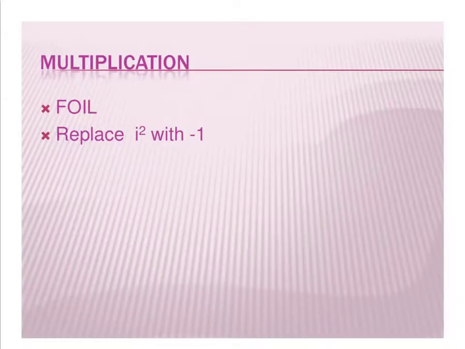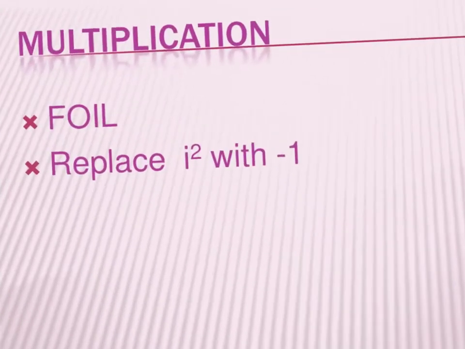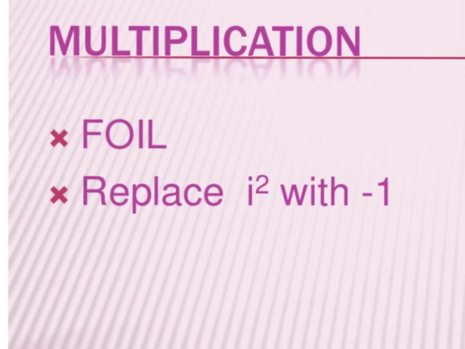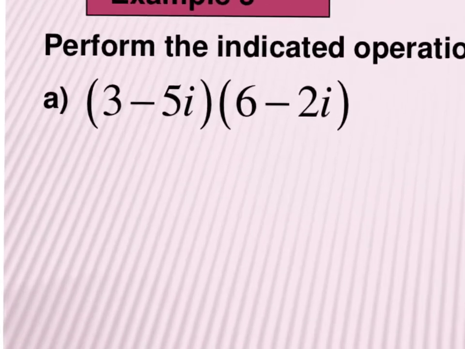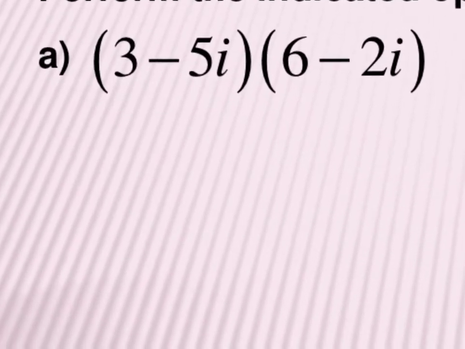When we multiply complex numbers, what we want to keep in mind is that we're going to be foiling and that we're going to be replacing i squared with -1. So let's take a look at an example. Okay, so here's the first one. I want to perform the indicated operation. So I'm going to go ahead and I'm going to FOIL.